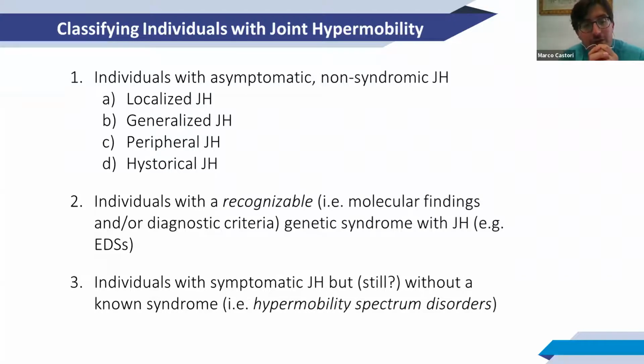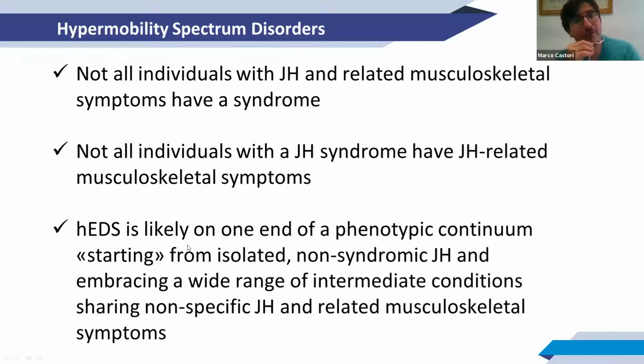And there is a third group of individuals. These individuals are those who feature some kind of joint hypermobility and musculoskeletal manifestations, but do not respect the criteria for pleiotropic syndromes. For these individuals, the term hypermobility spectrum disorders has been recently introduced. The concept of hypermobility spectrum disorders stands on 3 concepts.